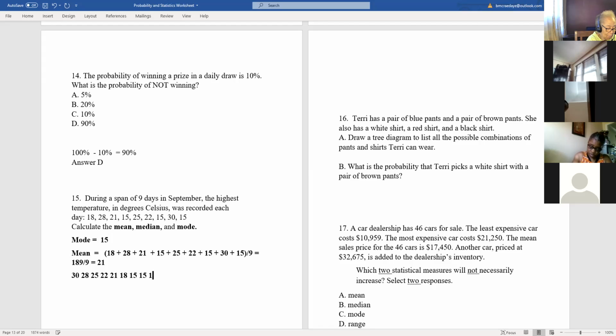Three 15s, Michelle. Anything lower than 15? No, nothing lower than 15. Let's see, is that 9? 1, 2, 3, 4, 5, 6, 7, 8, 9. So that means you'd have 4 and 4 and 1 in the middle. And that's 21. So the median equals 21.